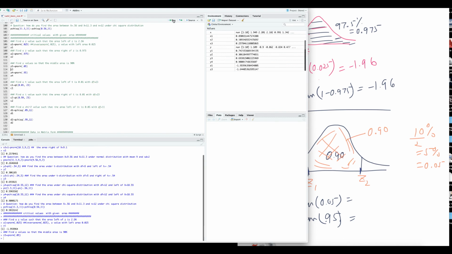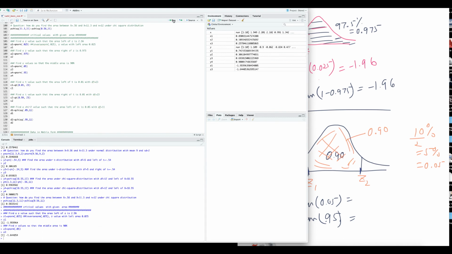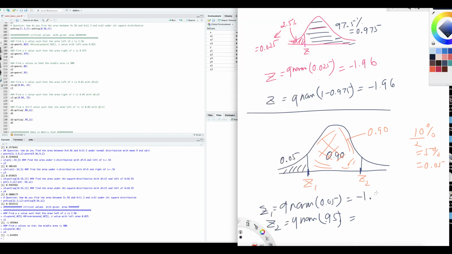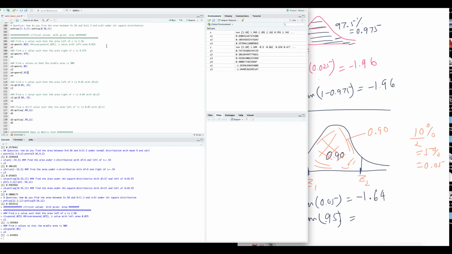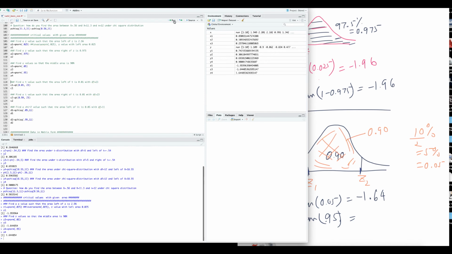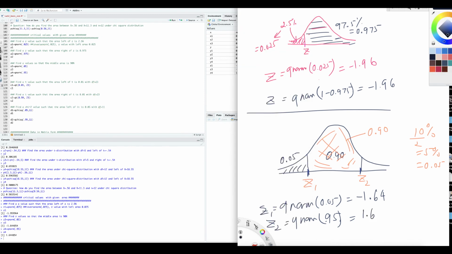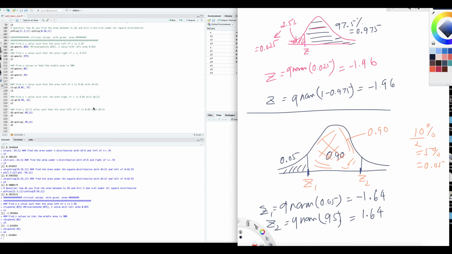So let us do that. Here it is negative 1.64. I said Z1 and Z2, but the question has Z3 and Z4. Anyway, it is negative 1.64, and for the right Z value it is positive 1.64. It is symmetrical, that's why you get positive 1.64. That's how you find the critical values under the normal curve, or the Z curve.